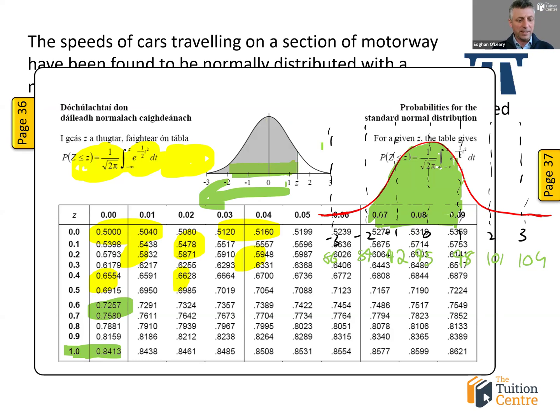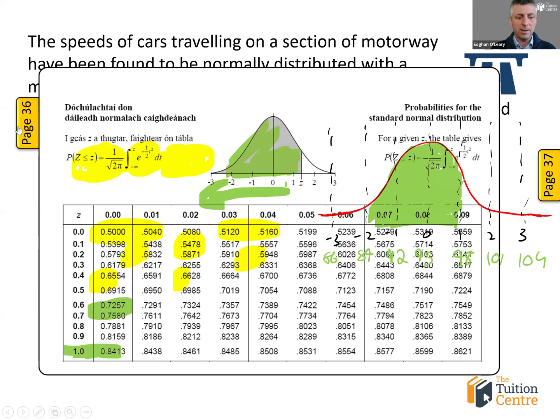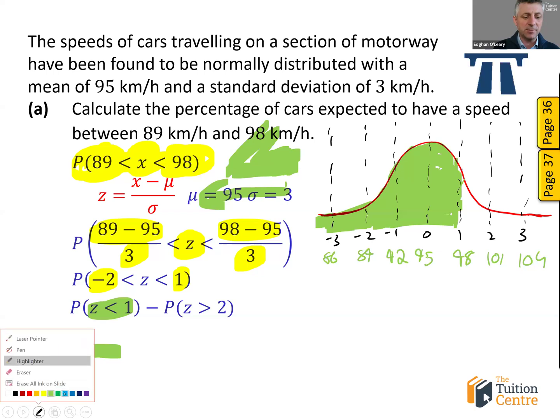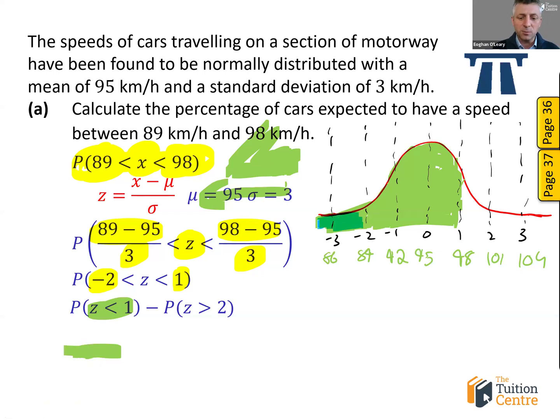And so that is 0.8413. What I'd be getting with that is everything in green there, everything to the left of 1 standard deviation. But of course, we need to subtract away this little region here.